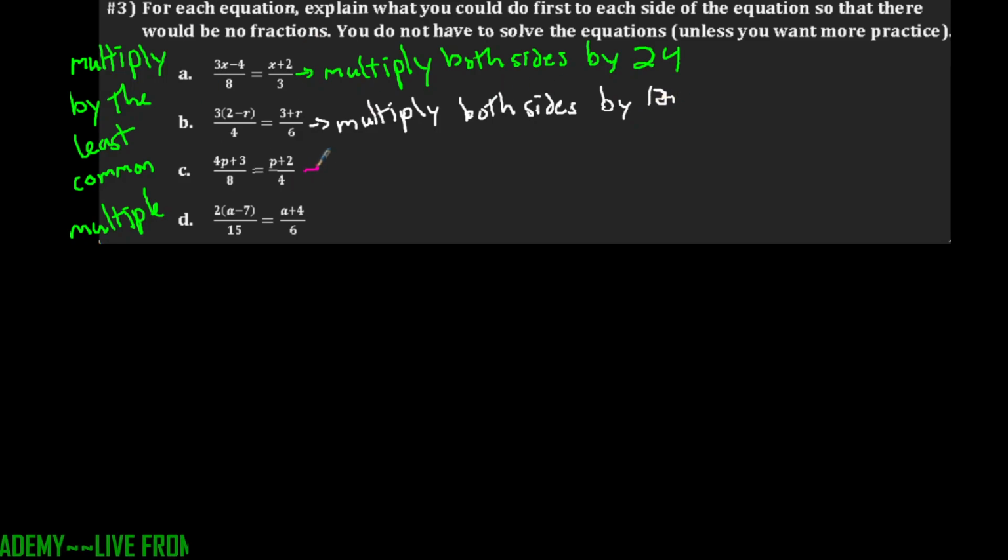For the next one, what's the least common multiple of 8 and 4? Well, that's already 8, so multiply by 8. And for the last one, the least common multiple of 15 and 6 is a little tricky, but if you multiply by 30, you'll get what you want. So multiply by 30.